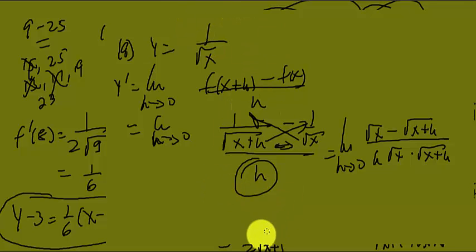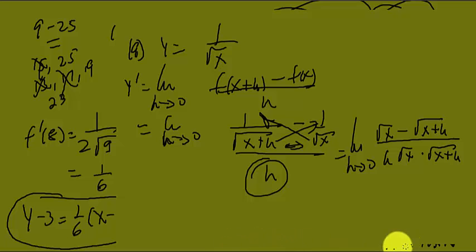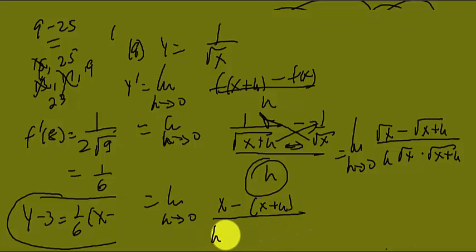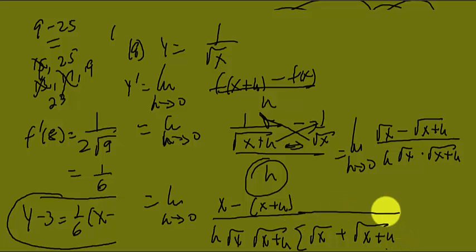So what do you think I might want to do right now? What's the thing we do all the time? Multiply by the conjugate. Here we go. So let's multiply by the conjugate. Limit as h goes to 0. When I multiply the top by the conjugate, that becomes a difference of two squares. I'm going to get x minus quantity x plus h. And when I multiply the bottom by the conjugate, I have h times rad x times rad x plus h times the conjugate of the numerator, which is rad x plus h.